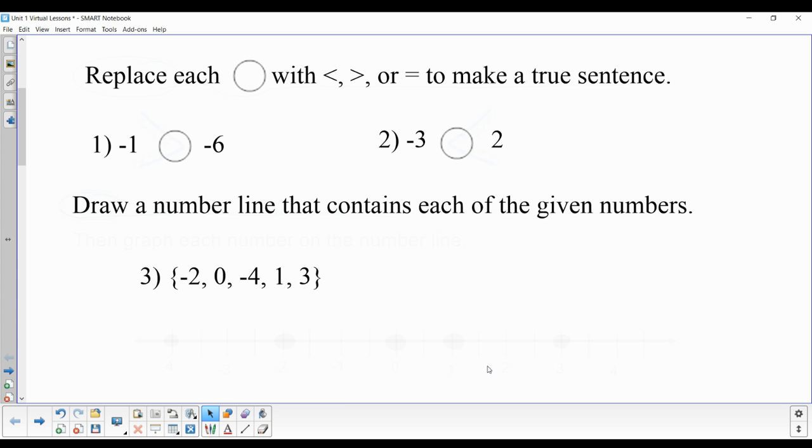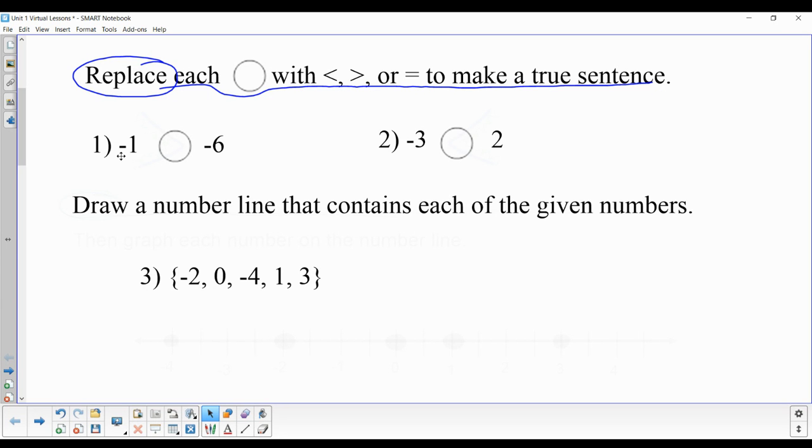Hello and welcome to Comparing and Ordering Integers. This video is meant to be a review for students who have already learned this and just want to review it a little bit. So in the directions, we're being asked to replace each circle with a less than, greater than, or an equal to sign to make the sentence true.